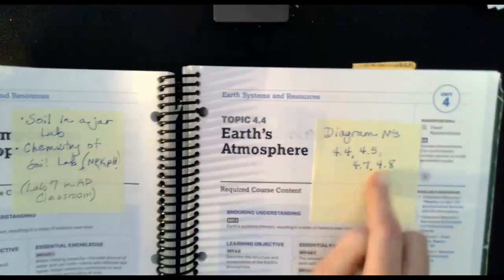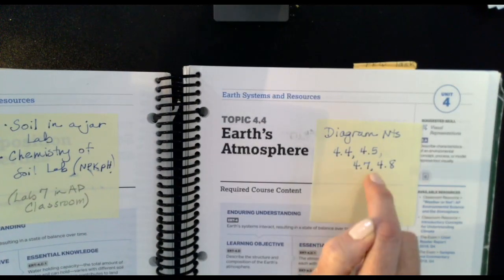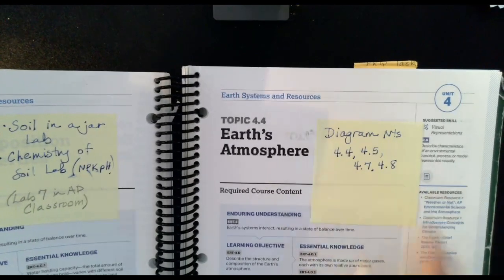For Earth's atmosphere, I made diagram notes for these sections. 4.6 is watersheds, and it's kind of stuck in the middle of all this stuff, and it has a little separate notes.